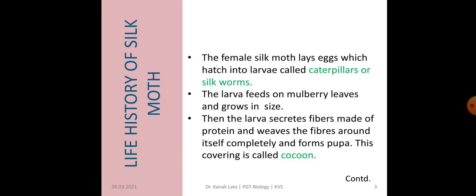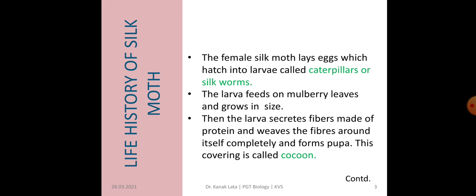Let us see about the life history of silk moth. The female silk moth lays eggs, and these eggs are hatched into larva, which is called caterpillar or silkworm. This larva or caterpillar is a vigorous eater. So they feed on the mulberry leaves and they grow in size.